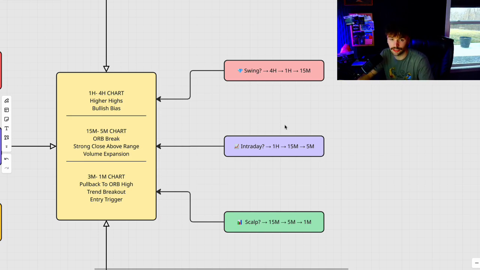Also, intraday, maybe looking at your 1 hour to 15 minute, and then taking your entry on your 5 or 3 minute. And for a scalp, you could look at something as low as your 30 to 15 minute for your bias, then look at the 5 to 3 minute for your setup, and then switch all the way down to your 1 minute for your entry. Things like that are what you need to understand for what kind of trader you are.